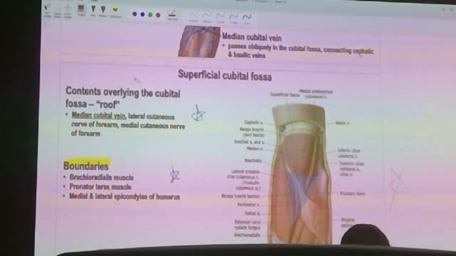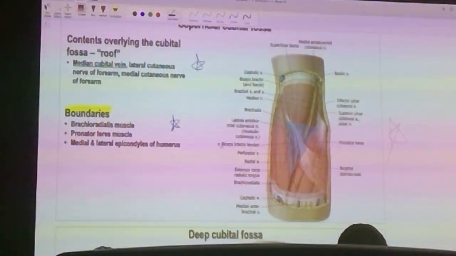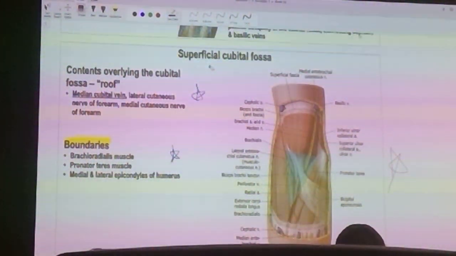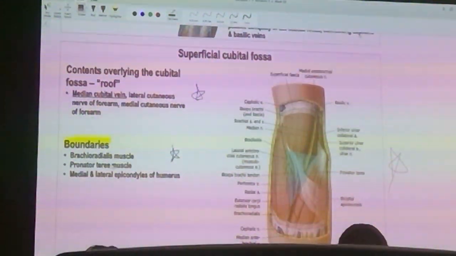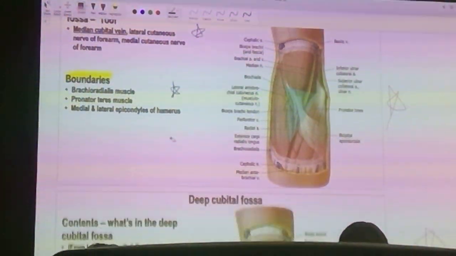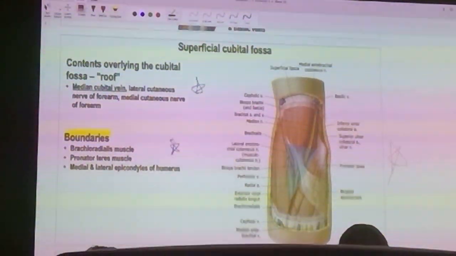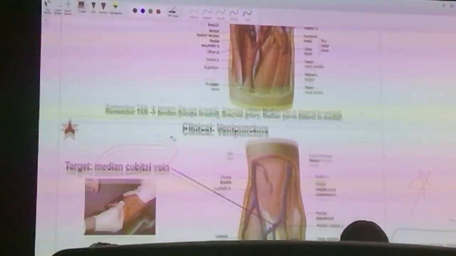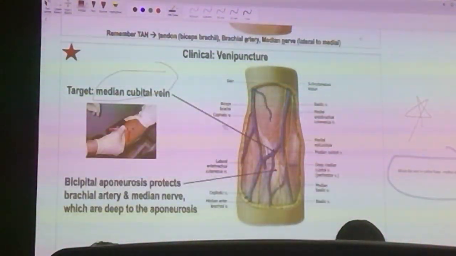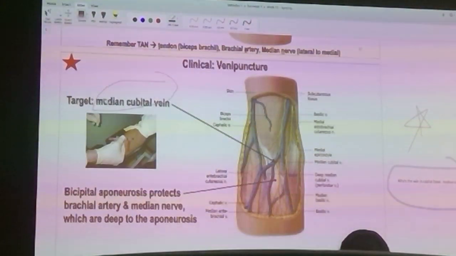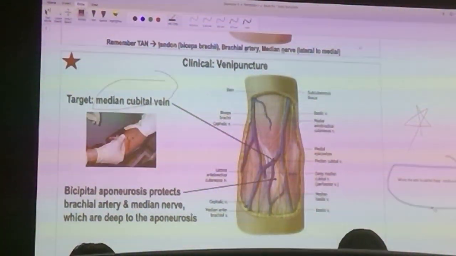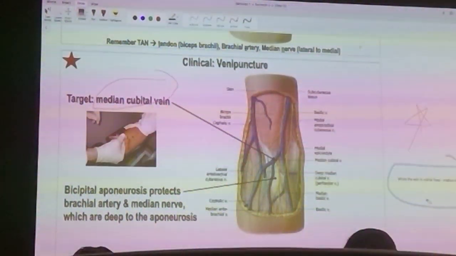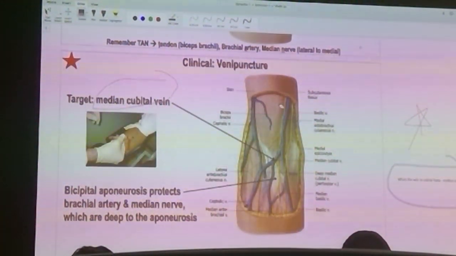Just know this space, know the boundaries, and then what's in it. The cubital fossa: the boundaries and what's in it. You have superior, superficial, and deep. Just know median cubital vein. Venipuncture can damage your median nerve.